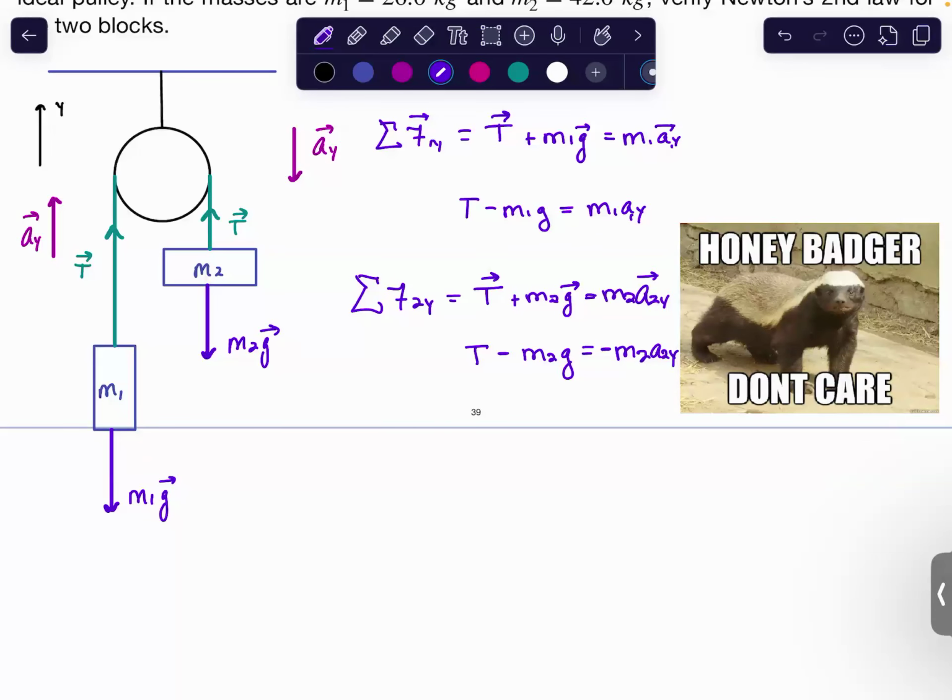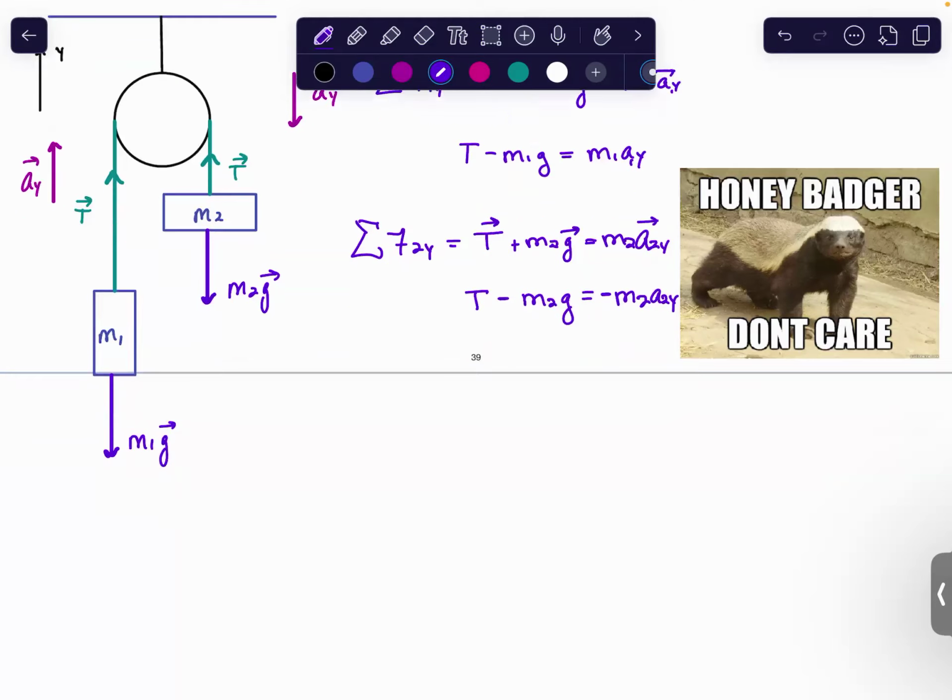Let's just start working. A couple of things we're going to need: we need what that acceleration is, and we need tension. We're going to end up needing to calculate a bunch of this stuff so we can do our sum of forces and see if it equals mass times gravity. Okay, so let's start with our sum of forces for mass 2 in the y direction.